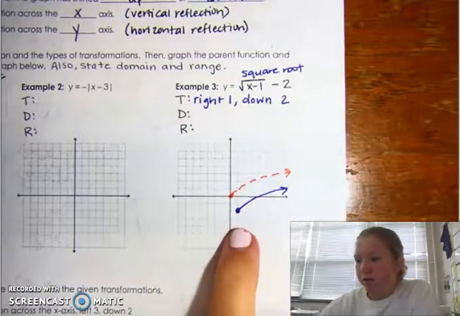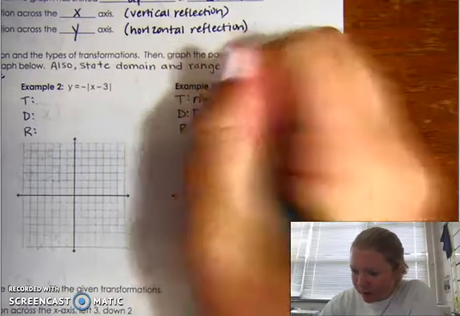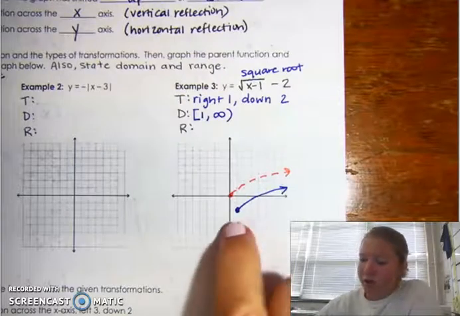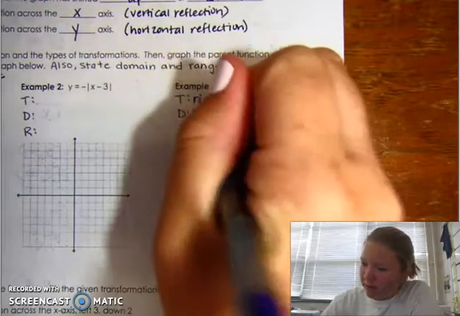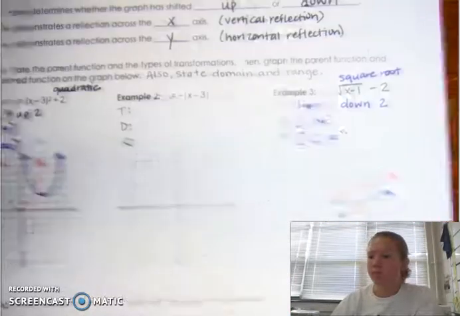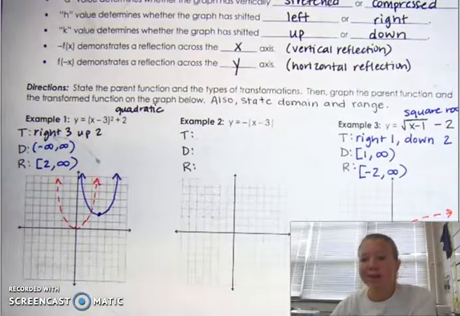So my domain is going to start at an x value of 1, including 1, and going to infinity. The range, its lowest point is negative 2, and then goes up to positive infinity. Alright, so that's graphing, finding transformations from a function, and stating domain and range.